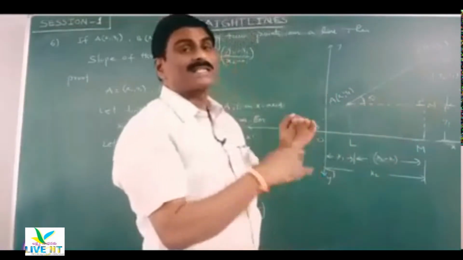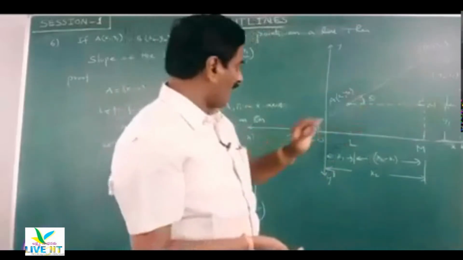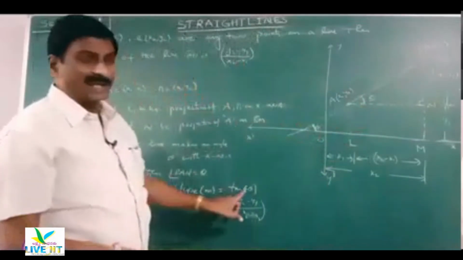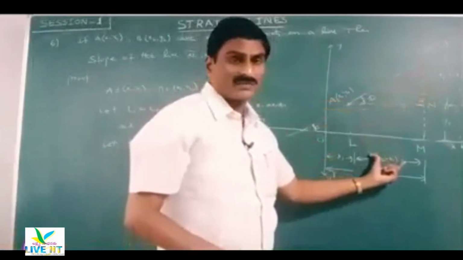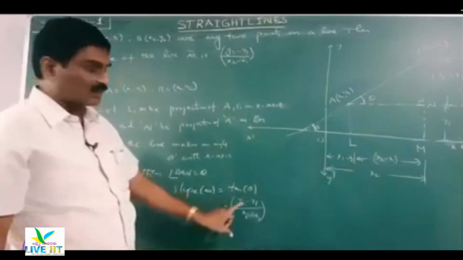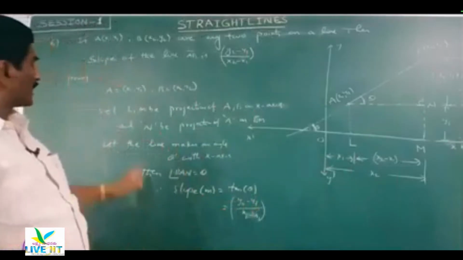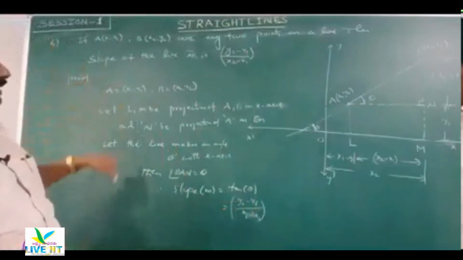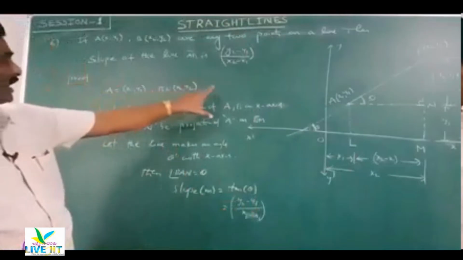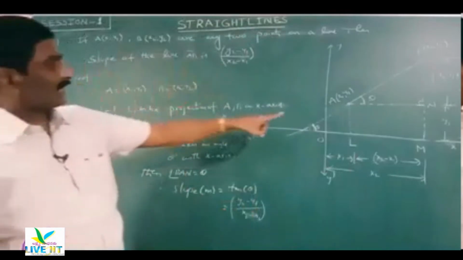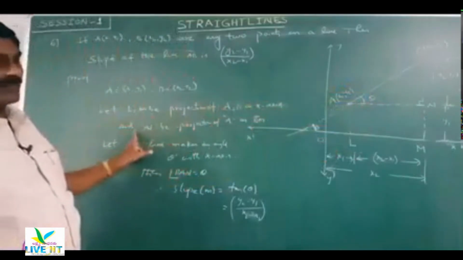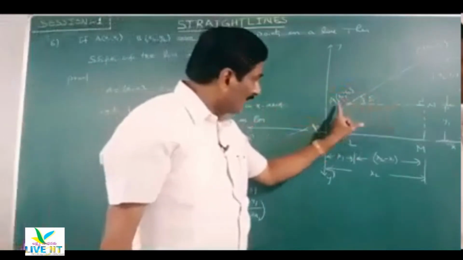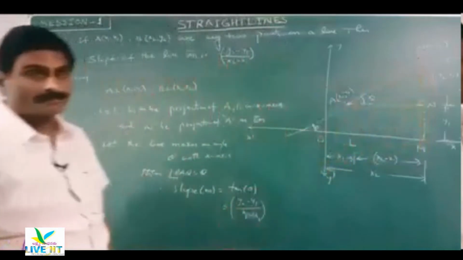In the right angle triangle, what is the value of tan? Opposite side by adjacent side. So slope m is equal to tan theta, that is equal to y2 minus y1 by x2 minus x1. Therefore the slope of this line is equal to (y2 minus y1) by (x2 minus x1). Please note these values. In this proof, A(x1, y1) and B(x2, y2) are the given points. Let L, M be the projections of A, B on the x-axis, and N be the projection of A on the line BM.